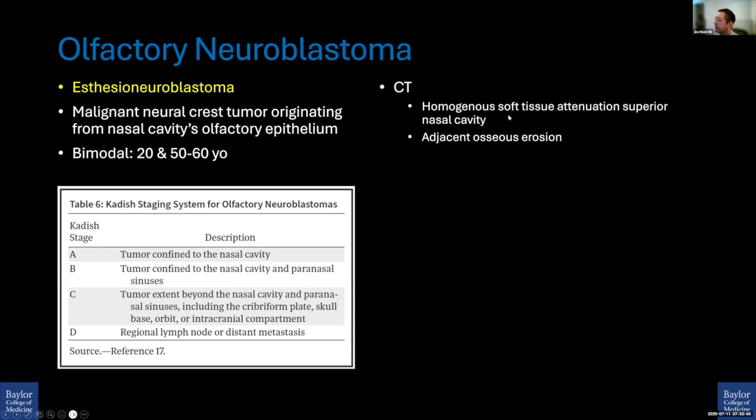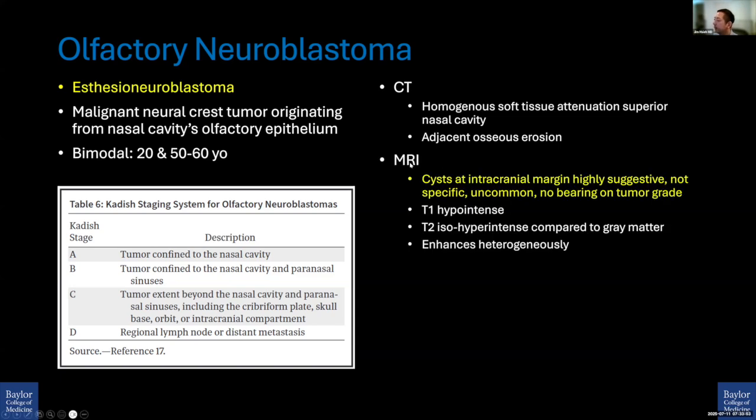On CT, it typically occurs as a homogeneous soft tissue attenuation in the superior nasal cavity, with adjacent osseous erosion. And on MRI, there can be cysts at the intracranial margin that are highly suggestive, but not specific. It's actually relatively uncommon. It has no bearing on the tumor grade. But this is something that we do learn about these intracranial peritumoral cysts. T1 can be hypointense. On T2, iso to hypointense compared to the gray matter, and it enhances heterogeneously. It can metastasize to lungs, bones, spine, and liver.